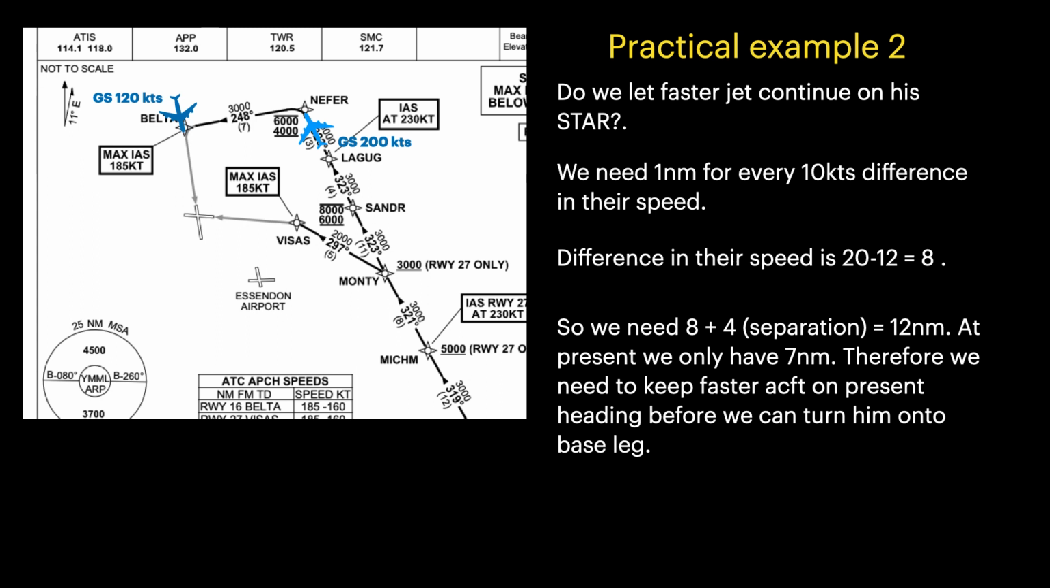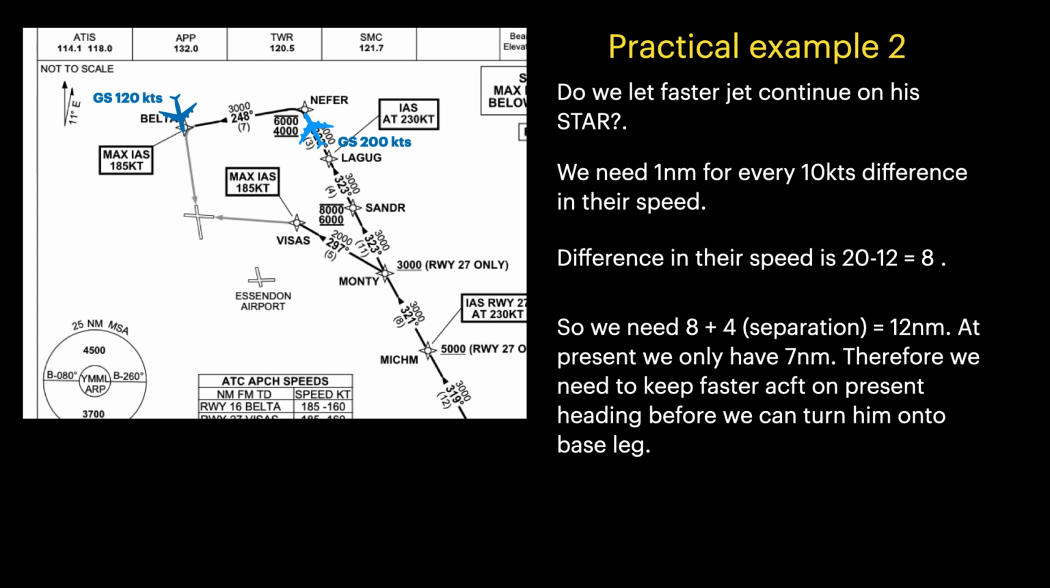In other words, you don't let him turn base, you don't let him continue on his STAR. You say to him, "Velocity 123, cancel STAR, continue present heading," or for sequencing, continue present heading. And then when you've got enough separation, and when the guy at Belter is close enough to his approach, then you can turn him onto base.